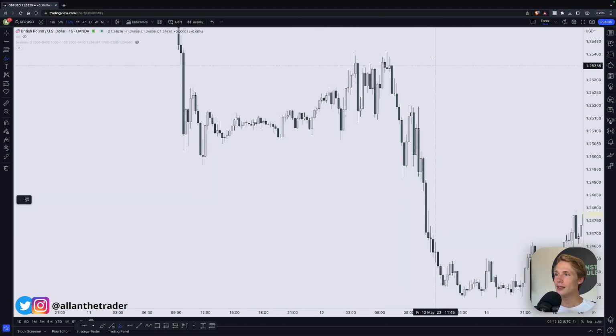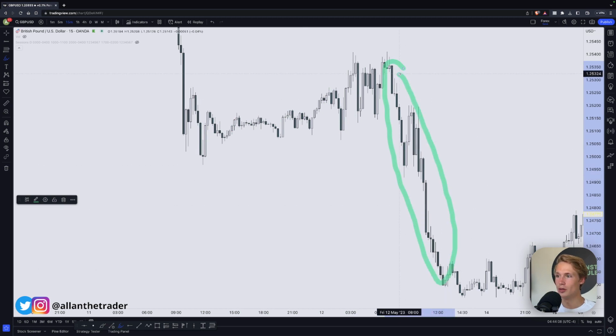So this is the next example. And first we are going to find a rapid price movement. Well, as we can see, price has been ranging here with low volume. Then it created this rapid price movement downwards. So we are looking for possible trades in this rapid price movement.